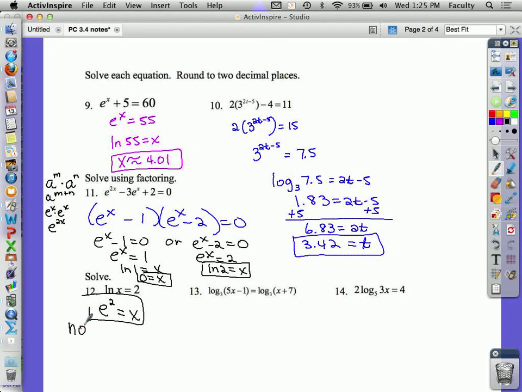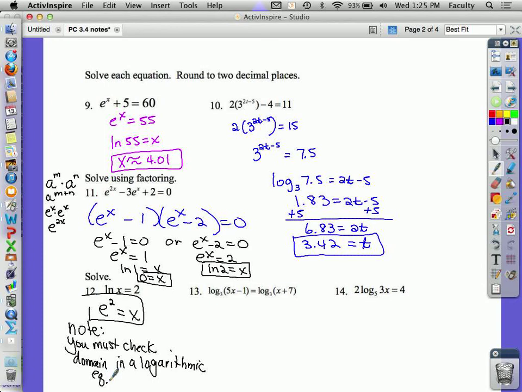A note I need to remind you of from last year: you must check domain in a logarithmic equation. Because if you remember the domain of a logarithm, the inside of the logarithm can only be positive. It can't be 0 or a negative. So if I plug in e squared, e squared is positive, so it's okay. And you're going to see eventually where we might run into a problem.